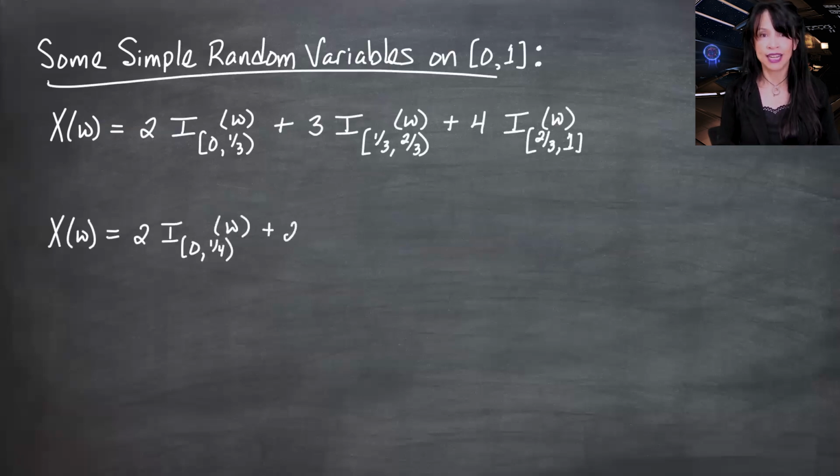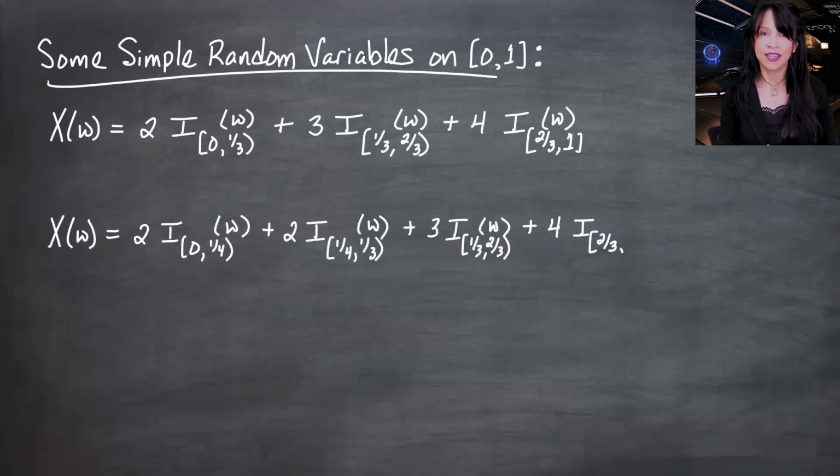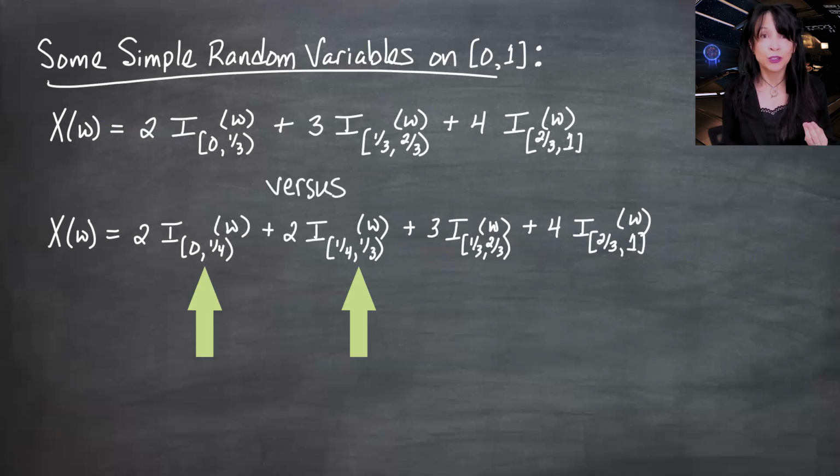I can use more sets. And so here you'll see that I have 2 times an indicator saying that omega is between 0 and 1/4, and another 2 saying that omega is between 1/4 and 1/3. These two intervals union together give us this interval back here. So these are exactly the same random variables. If you plug in an omega, depending on where it is in the unit interval, you'll still get 2, 3, or 4 for the same omegas.